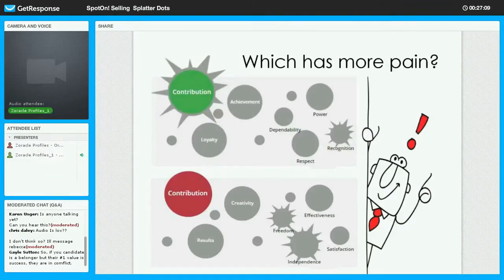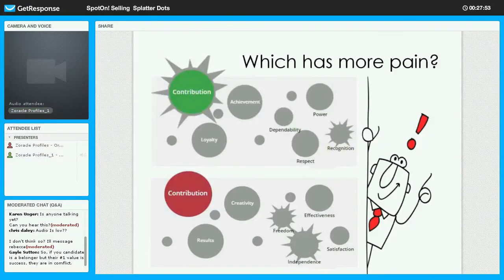So if we're looking at these 2, we notice that both of them have 2 pain points: contribution and recognition, and then the second one, freedom and independence. So the first one, desiring to make a bigger contribution. I don't know what that looks like, but definitely they want to make a bigger impact, make a difference at some level. And at the same time, they're looking for some recognition. This does not invalidate everything else they want: power, respect, dependability, loyalty, and achievement.